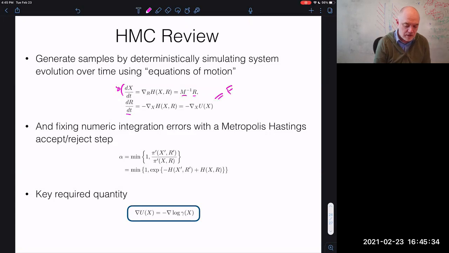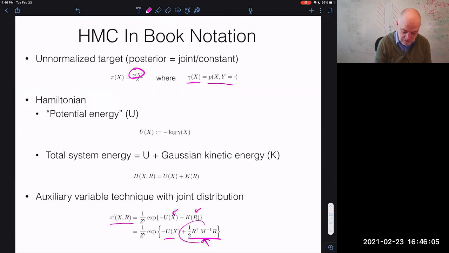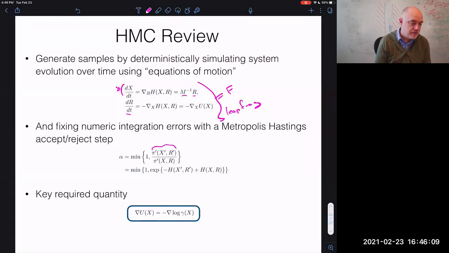Okay? And now you run your leapfrog integration, which we just talked about, basically simulating the time evolution of the system using these two equations in your leapfrog integrator. And then you fix numeric integration errors with a Metropolis Hastings accept reject step. So you evaluate the joint, which does include the kinetic energy variable, i.e. this term right here. There's the joint again. So you evaluate that joint for the time evolved system and where you started from, and compute the standard accept reject quantity. So Hamiltonian Monte Carlo is pretty straightforward, in fact very straightforward, if you can do this.